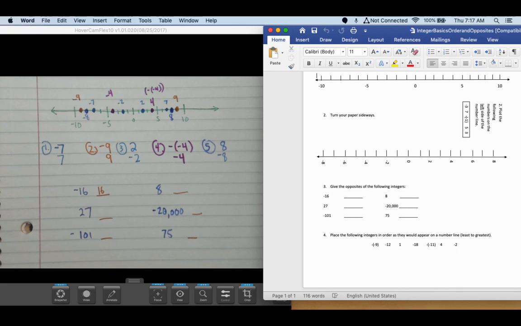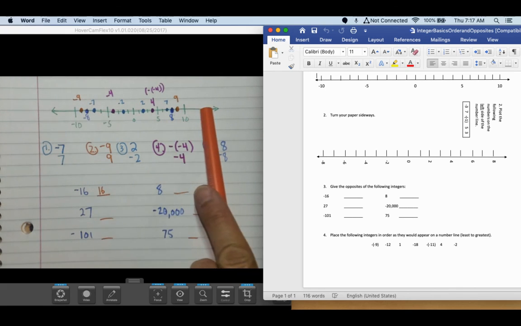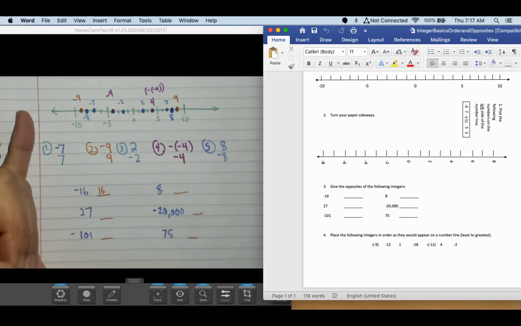All right. If I had to do this again, I would make this number line a little more spread out because I have more room here. And so I would have made it so it was a little bit more spread out. Okay. Other than that, pretty solid.